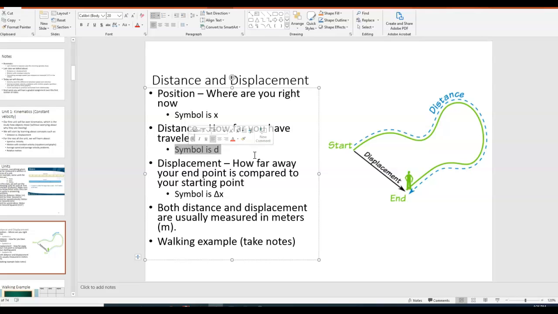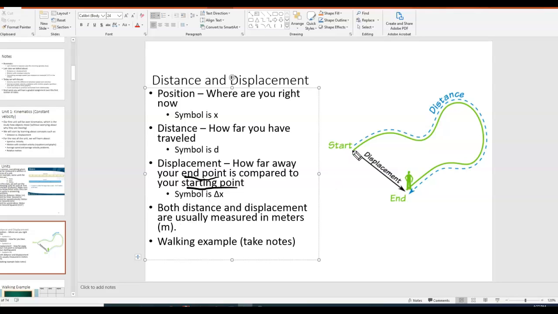You'll see that later on. Displacement is not the same thing as distance. Displacement has to do with how far away your endpoint is compared to your starting point. So in other words, for displacement, the only two things that matter are where you are now, your ending point, and what your starting point is, and nothing else in between matters.